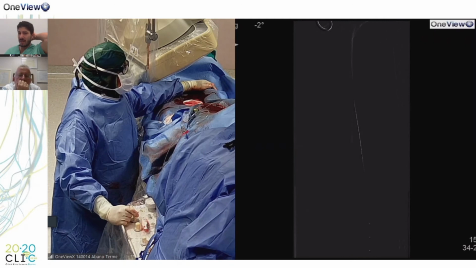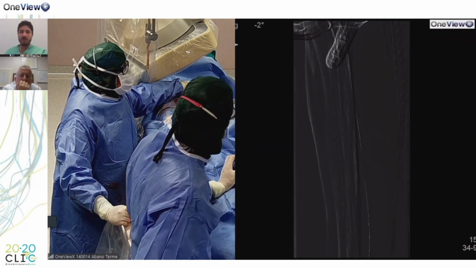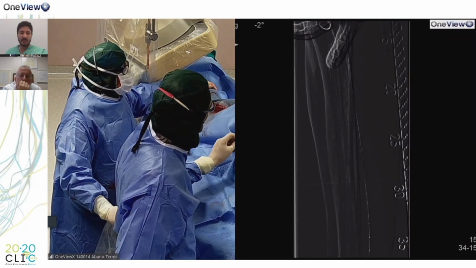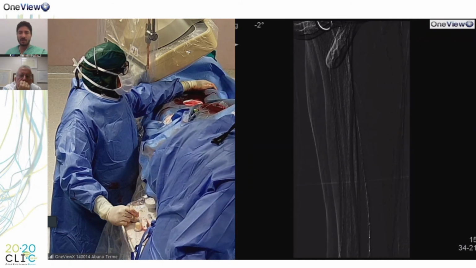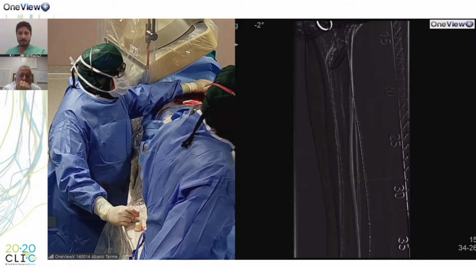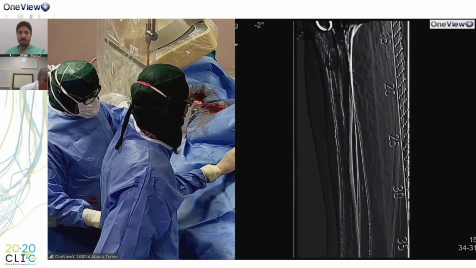Do you have any image of IVUS to show us after pre-dilatation and final dilatation of AT? Yes, we can do the IVUS now.